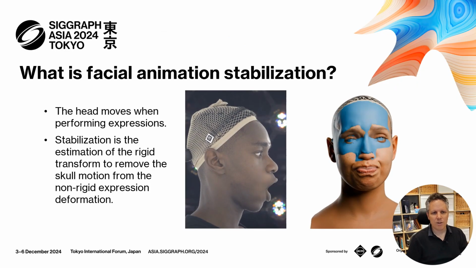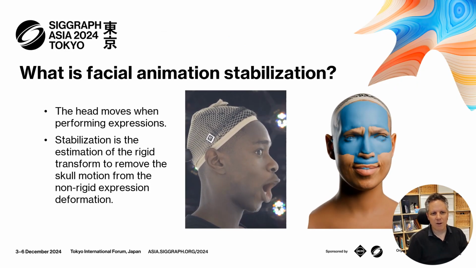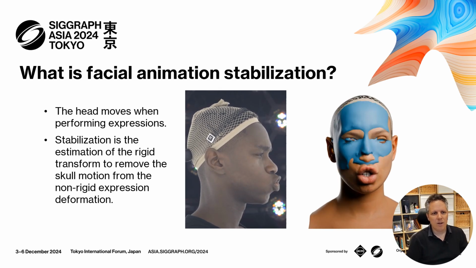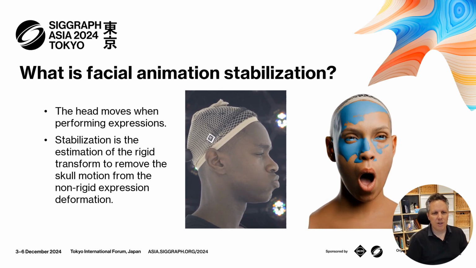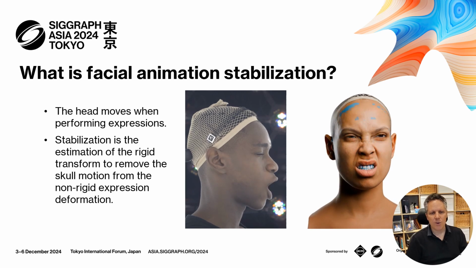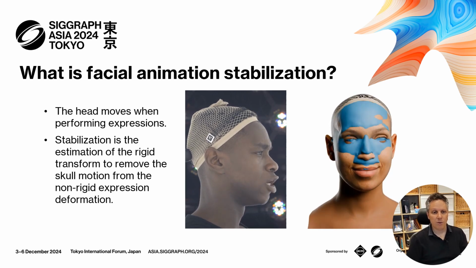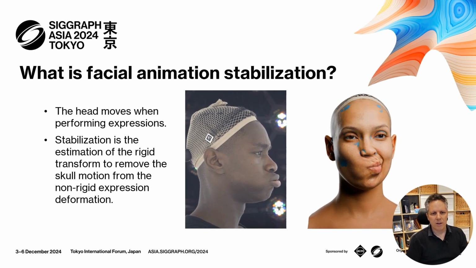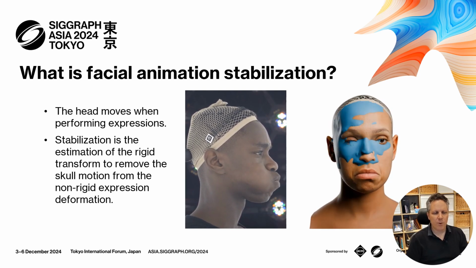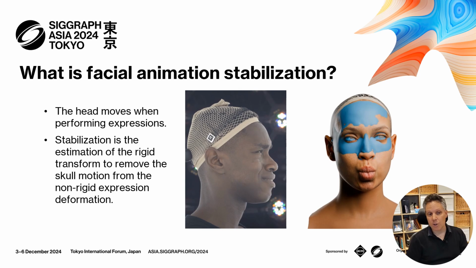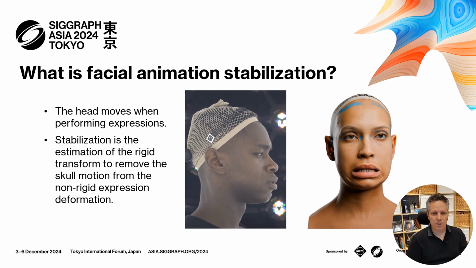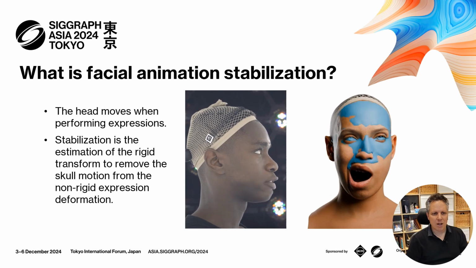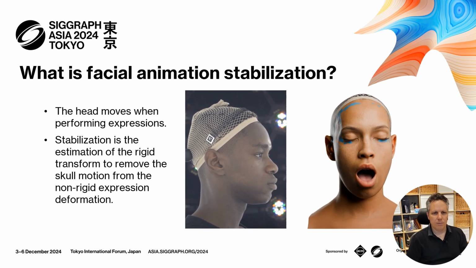What is facial animation stabilization? Our avatar likeness capture starts in the light stage with a multi-view camera setup. Many facial expressions, combinations of facial action units, are 3D scanned using multi-view stereo and photometry. Even with a professional quality chair with a headrest, the actor's head moves when performing expression. The head motion must be separated from the face deformation to create a controllable animation model. This process is called stabilization.